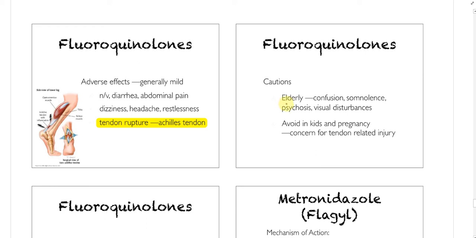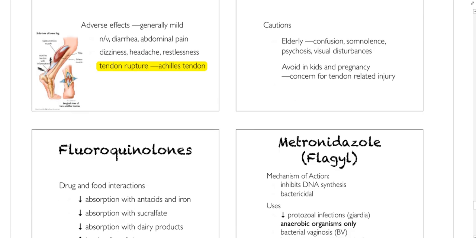In the elderly, it can also cause some cognitive issues, so confusion, can cause them to become very, very sleepy, somnolence, can develop psychosis and visual disturbances, and we're going to avoid giving this to people who are young or pregnant since of that tendon rupture issue.